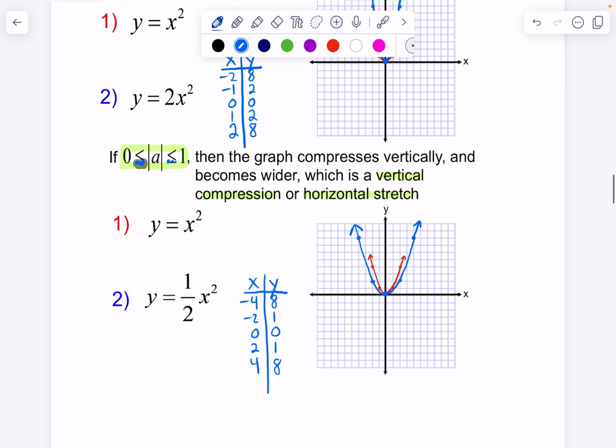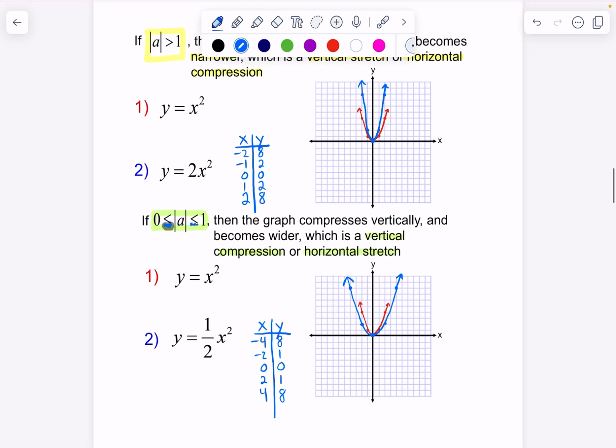So once again, if the absolute value of a is greater than 1, I have a vertical stretch and it becomes narrower. If the absolute value of a is greater than 0 but less than 1, in other words, it's a fraction or a decimal, then it's going to become wider. That is a vertical compression or horizontal stretch.